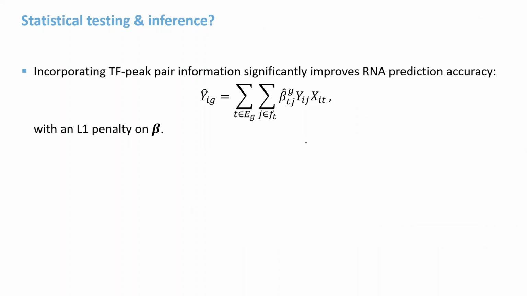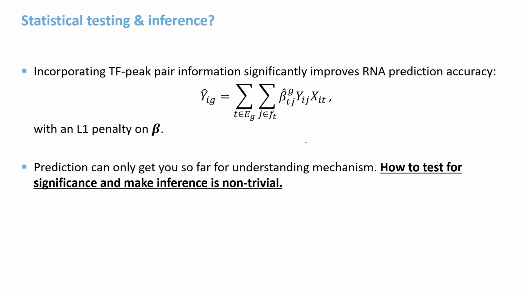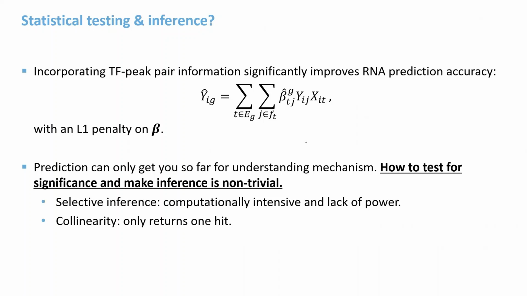But really, prediction can only get you so far in terms of understanding the mechanism. There are a few reasons. The major reason from a statistical point of view is that how to make inference and how to test for significance is non-trivial. There's a huge literature in statistics on selective inference. Basically, you need to make inference while accounting for the fact that the model is not fixed, and it's actually estimated from the data. So how you do inference in this case is non-trivial.